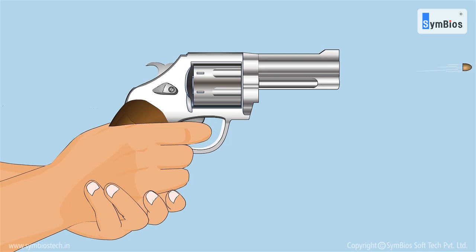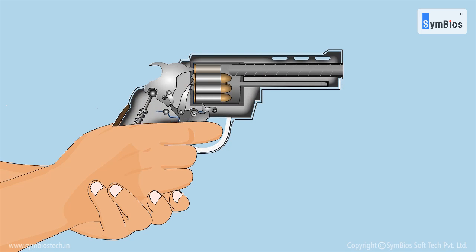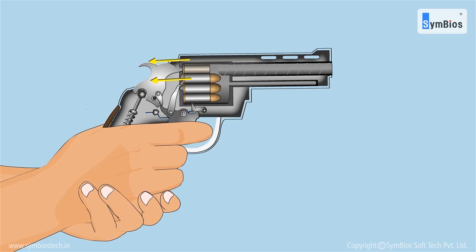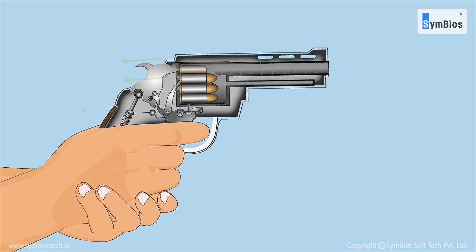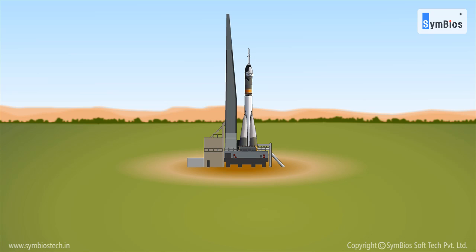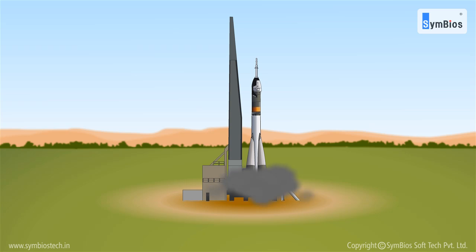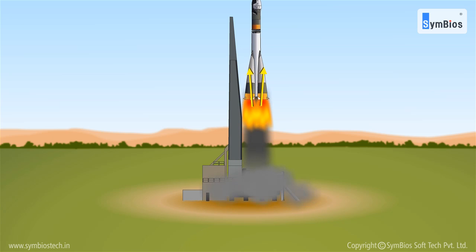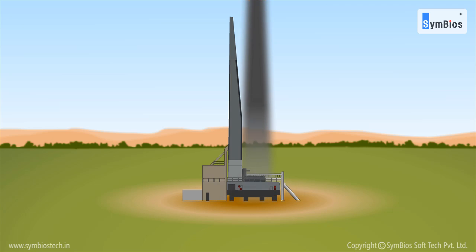When a bullet is fired from a gun, a force is exerted on the bullet and the bullet accelerates in the forward direction. An equal and opposite force is exerted on the gun, due to which the gun moves in the backward direction. The same principle is used in rockets too. The rocket expels hot gases with high speed in the opposite direction through a nozzle in the rear end. An equal and opposite force pushes the rocket in the upward direction.